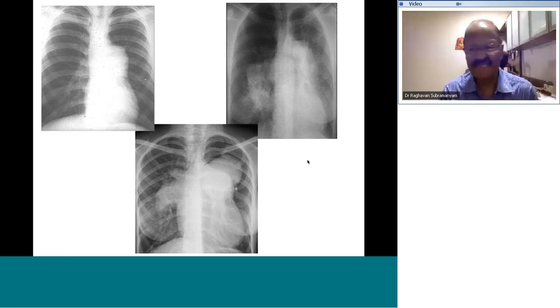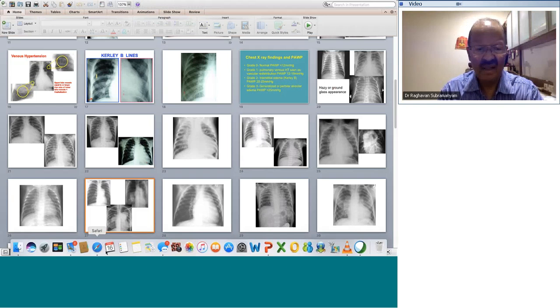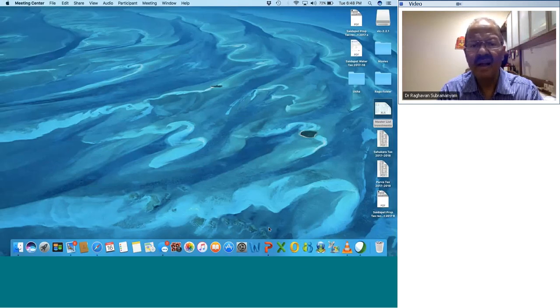Now, yes, who wants to talk on this X-ray? Yes, anybody? Somebody says right aortic arch. No, that's not it. Have a look at the X-ray that I'm showing now.